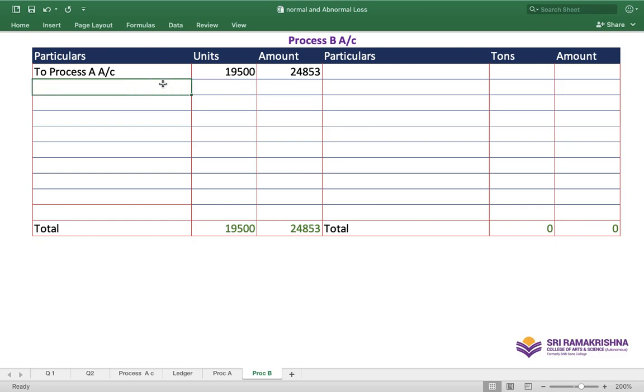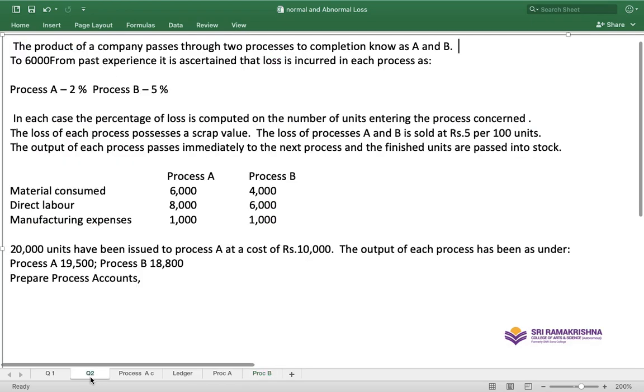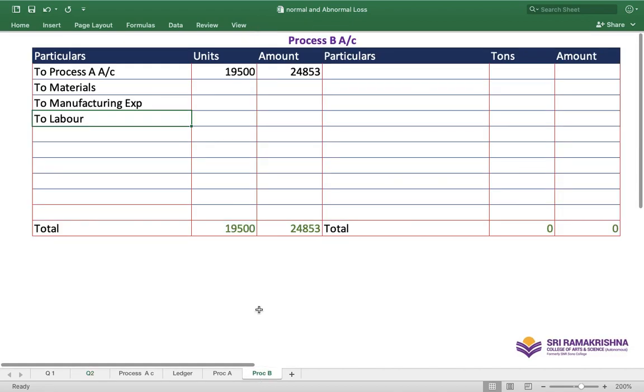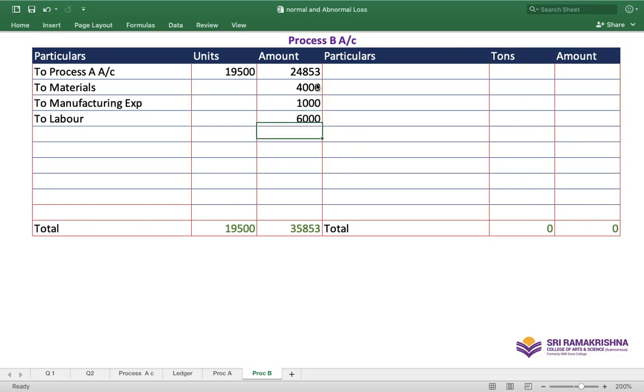Next, here to material, to manufacturing expenses, to labor. So material is 4,000, manufacturing expenses 1,000, and labor 6,000. Sorry, labor is 6,000, manufacturing expenses 1,000.